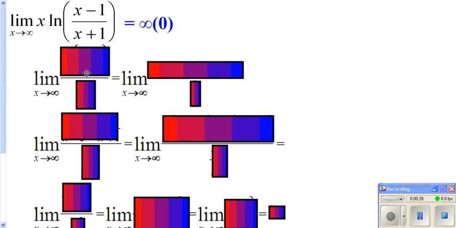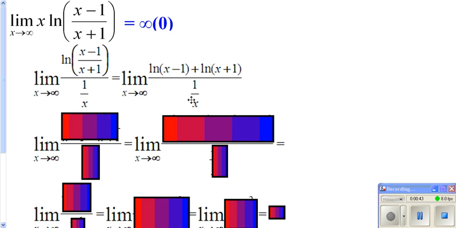So I'm going to just take my natural log here, but instead of multiplying by x, I'm going to divide by 1 over x because you can divide by the reciprocal. Now on top you have the natural log of two things divided, so you can take the natural log of the first one minus natural log of the second one. Now it's written as a quotient, so it's pretty easy to go ahead and apply L'Hopital's rule.